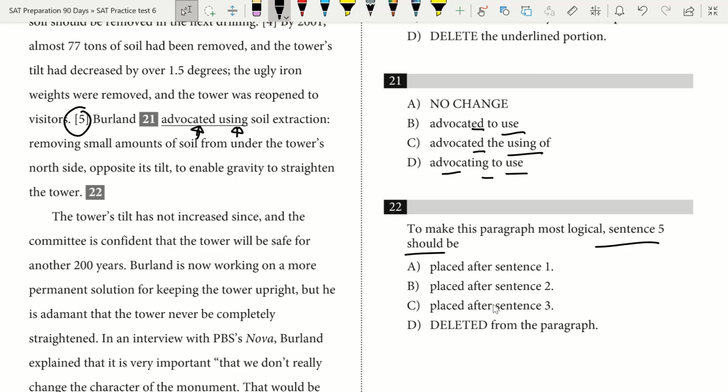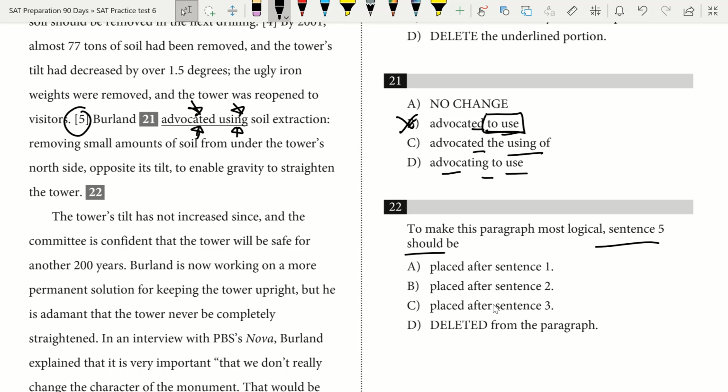Okay, so as far as what I would say, if I were just saying this out loud, right? What I would say is Berland advocated using soil extraction. I wouldn't say Berland advocated to use soil extraction because we know that he already did this, okay? So he's not advocating to use it, he advocated using it, right? This is in the past tense. To say to use would switch that tense over. Okay, so B is wrong.